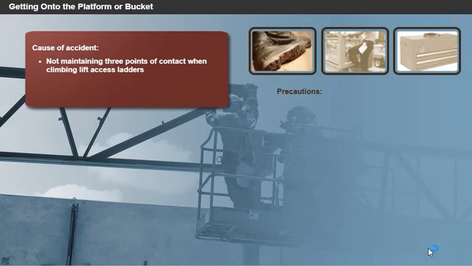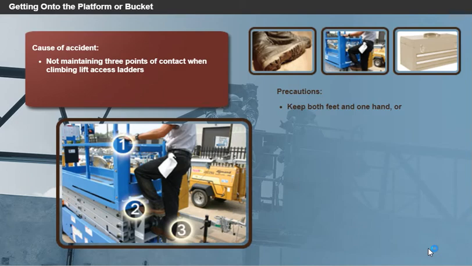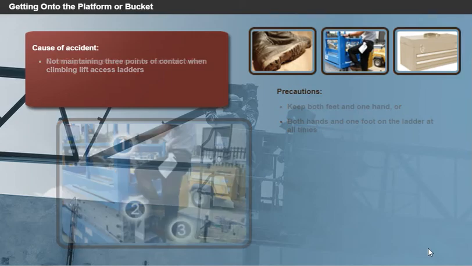Not maintaining 3 points of contact when climbing lift access ladders. This means keeping both feet and one hand or both hands and one foot on the ladder at all times. Obviously, this is hard to do if you're carrying tools, which brings us to our next point.